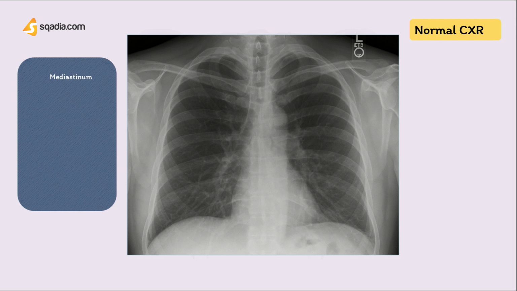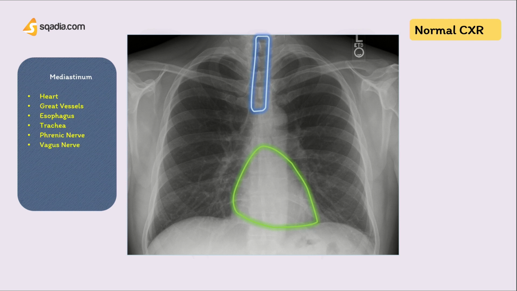The mediastinum is the central compartment of the thoracic cavity. It contains the heart, the great vessels, the esophagus, the trachea, the phrenic nerve, the vagus nerve, the sympathetic chain, the thoracic duct, the thymus, and the central lymph nodes, which also includes the hilar lymph nodes.